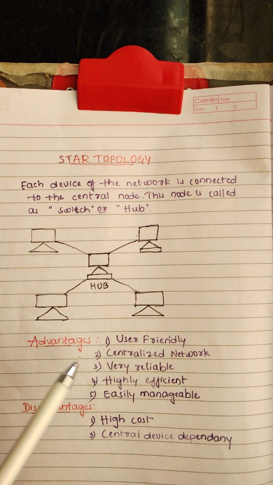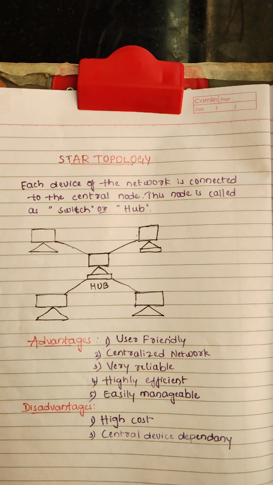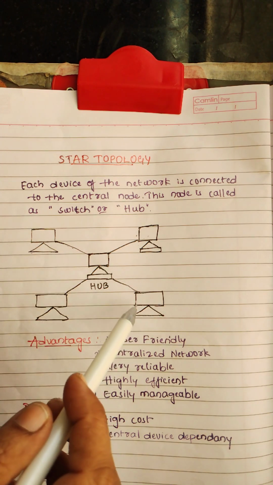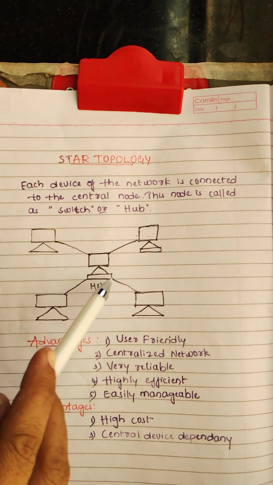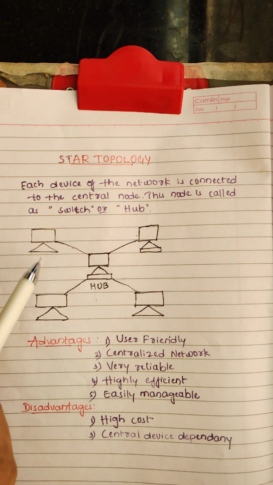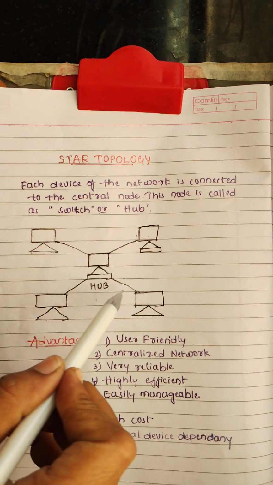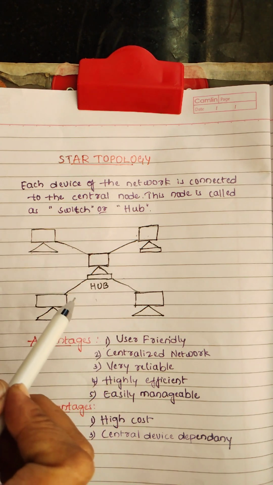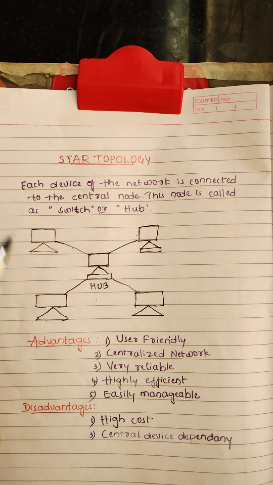And the third one is that the star topology is very reliable. It means when a device or a cable fails in the star topology, if any device or any cable fails, then the other devices which are connected to the network will work. It means if this machine or any one of the cables fails, then the remaining network will not stop working. For that reason we said the star topology is very reliable.